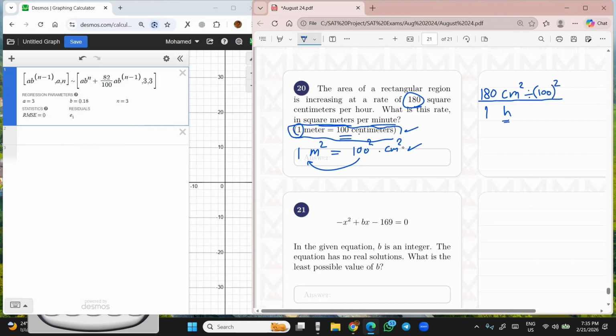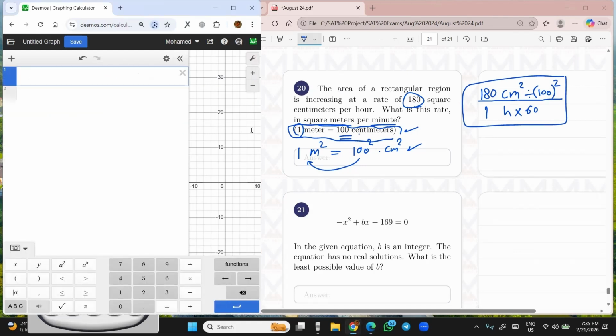And because we need to change from hour to minute, we multiply, because the hour contains 60 minutes, by 60 to get the number of minutes. So we just write this on the calculator. We can make a fraction bar and write 180 over, and go up and write divided by 100 squared. And in the denominator, we can write 1 times 60. And we get this answer.